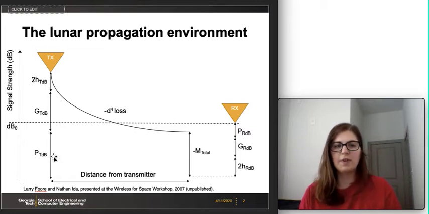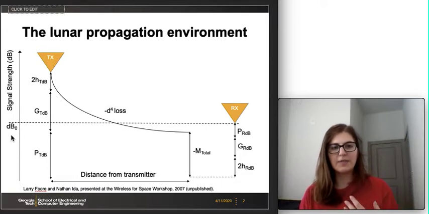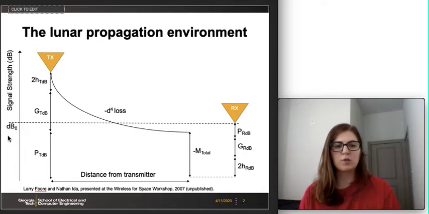So all of these factors either add or subtract from the signal strength between the transmission and the receiving antenna, and we want to have it so that the receiving antenna was able to still add up at the end to dB naught, which is the minimum received signal strength that the antenna can detect the signal from.